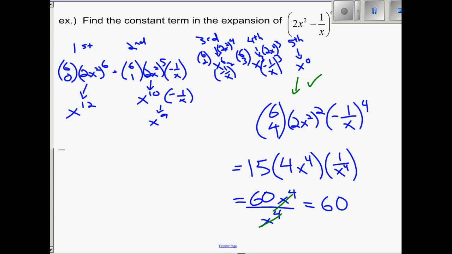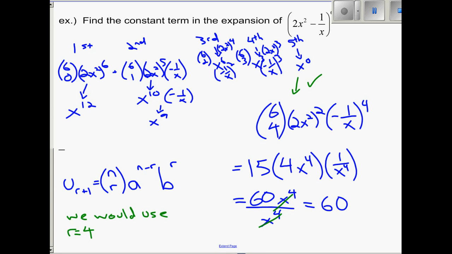If you were able to reason out that it's the fifth term, you could always have just used this little formula, the r plus 1th term in binomial expansion is nCr a to the n minus r times b to the r, where n is the power, a is the first term from the binomial, and b is the second term. So for us, if you had done it this way, we would use r equals 4, because we're looking for the fifth term. So the 4 plus 1th, or fifth term, n would be 6. That's the power on our initial expression. A here, our first term in the binomial, would have been 2x squared. And b would have been negative 1 over x.